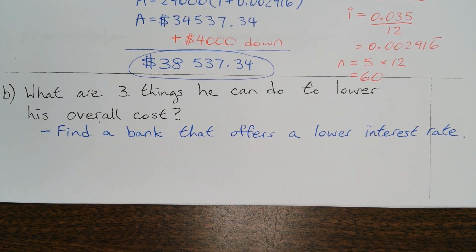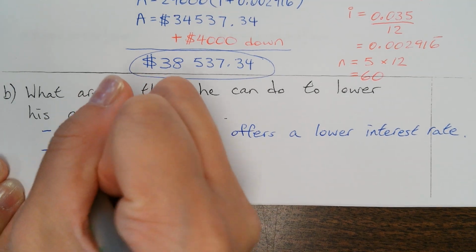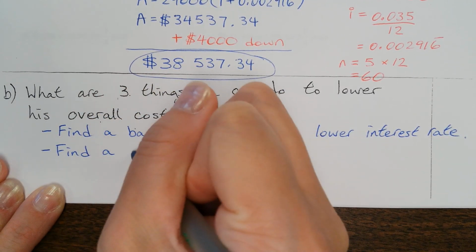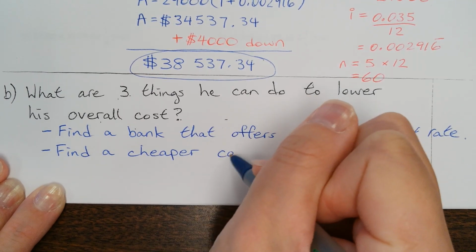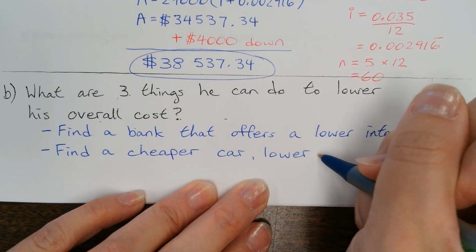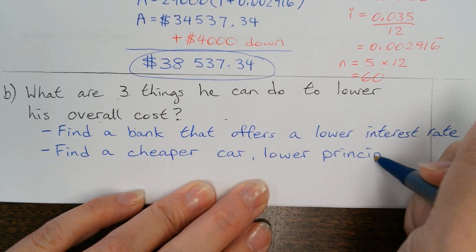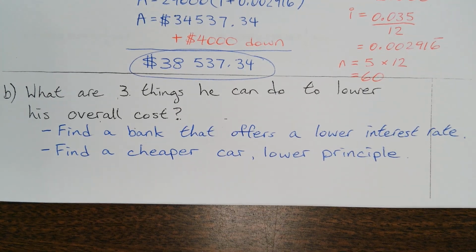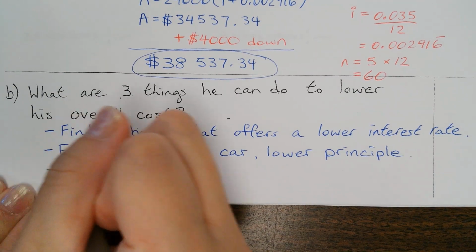Okay. Second financial advisor, Petro. Okay, so a cheaper car. Find a cheaper car. A cheaper car. What does that do? Yeah. So it lowers the principal. What's another way that we can lower the principal? Pay a bigger down payment.